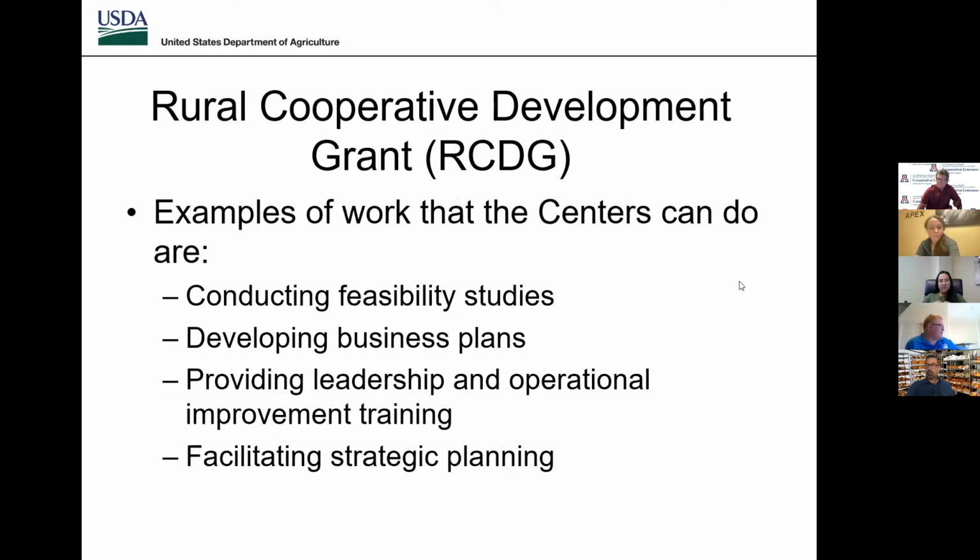Some of the examples of the work the centers can do is feasibility studies, developing business plans for a co-op, providing leadership and operational improvement training, and then facilitating strategic planning for the co-op. One of the critical things about cooperatives is understanding exactly what it is to be a member of a cooperative, as well as what's required of cooperative leadership. It's not just four individuals getting together and saying we're a co-op. There's a lot more to it. So this is what these centers can do.